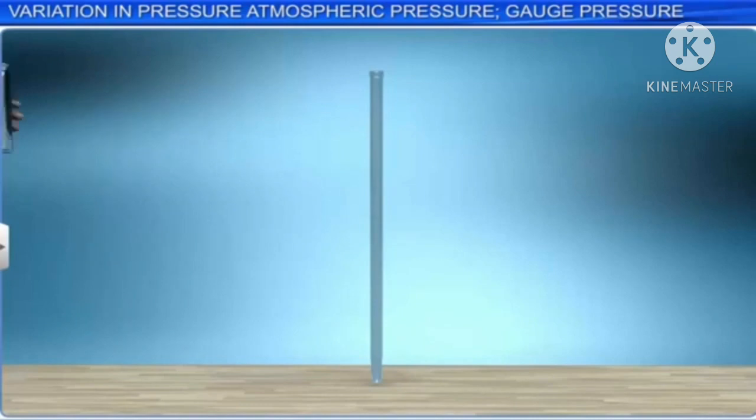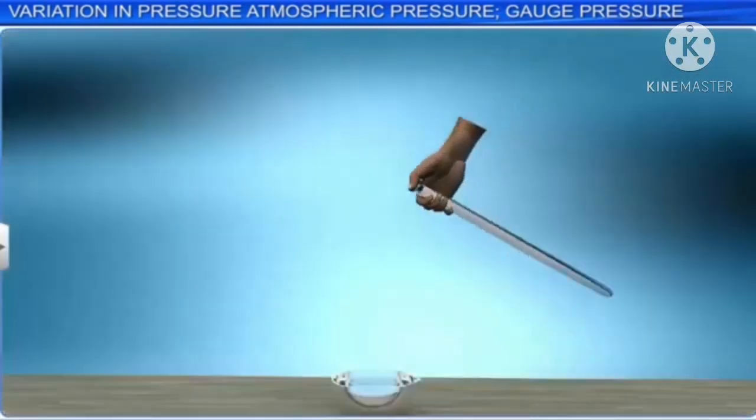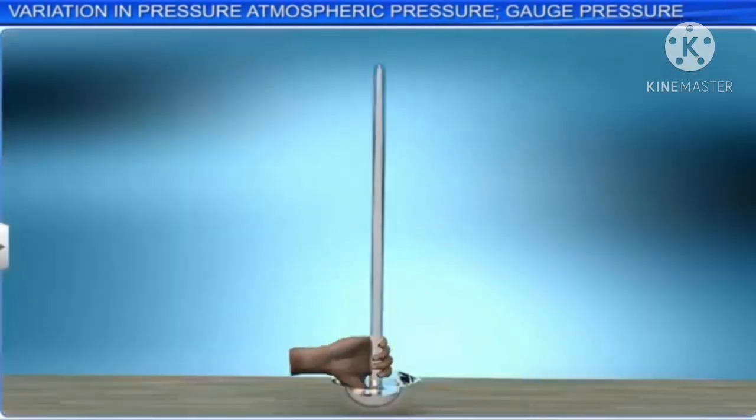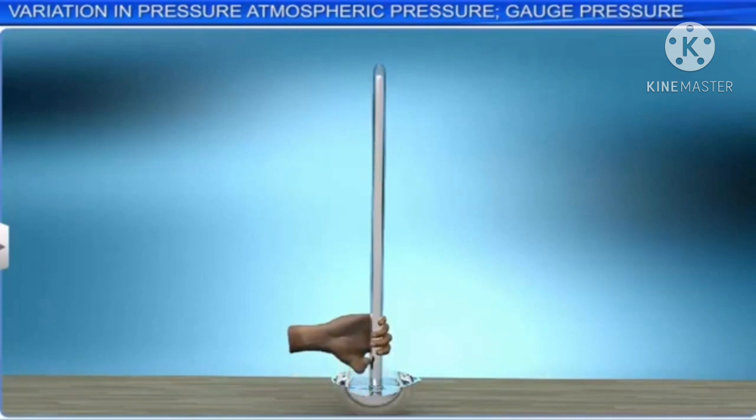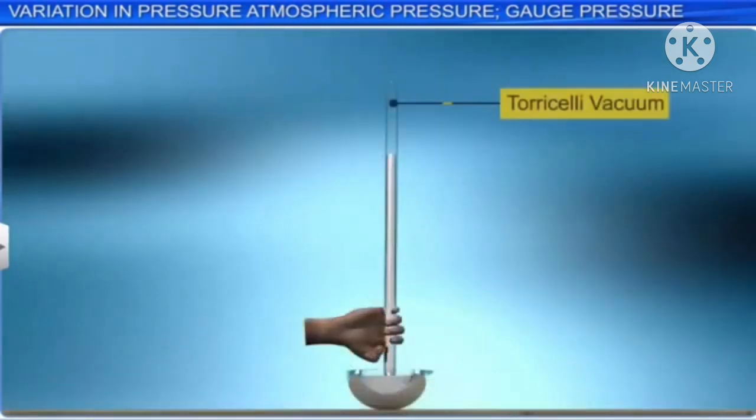The mercury column in the tube falls to some extent and a vacuum is created in the tube. This vacuum is known as the Torricelli vacuum. The height of the level of mercury in the tube is nearly 76 centimeters or 760 millimeters above the free level of mercury in the trough, which is equivalent to 1 atmosphere.